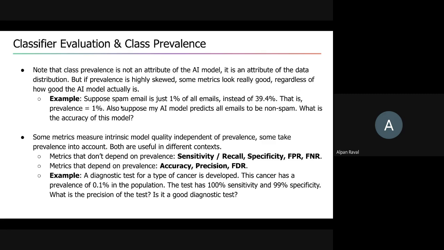So for example, let's suppose spam email, as I mentioned, is just 1% of all your emails instead of the value it took in the example that I showed you, which was 39.4%. So your prevalence is 1%. And suppose my AI model predicts all emails, regardless of what they are, to be non-spam. What would be the accuracy of this model? Can someone let me know? 99. So what percent of emails will be correctly predicted? 99%. Yes. So it will be 99%, right?